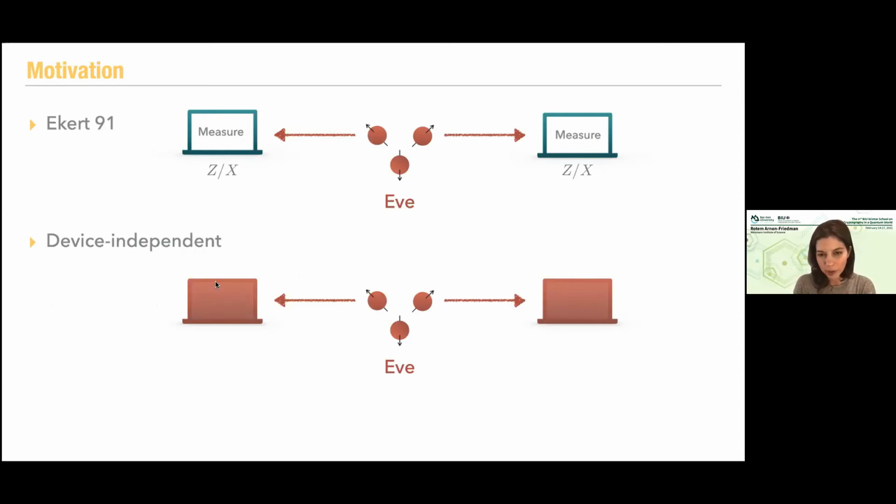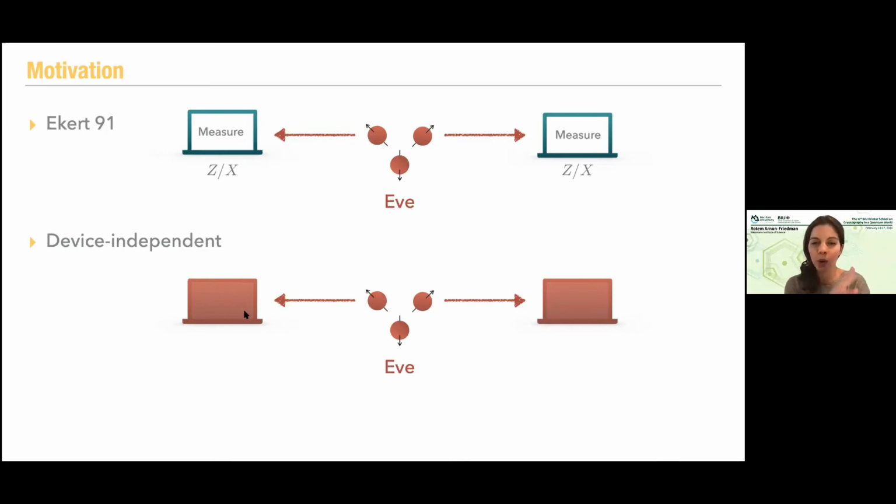So in the device-independent setting, not only is Eve choosing the state, but Eve is also the one that prepares the measurements, the devices for Alice and Bob. So you can imagine a situation where Alice and Bob go to the QKD store and want to buy a QKD device, and the manufacturer of the device is Eve. So they don't trust the manufacturer. They don't know exactly what's going on. Maybe Eve tells them it's the Z and the X basis, but they don't really trust her.